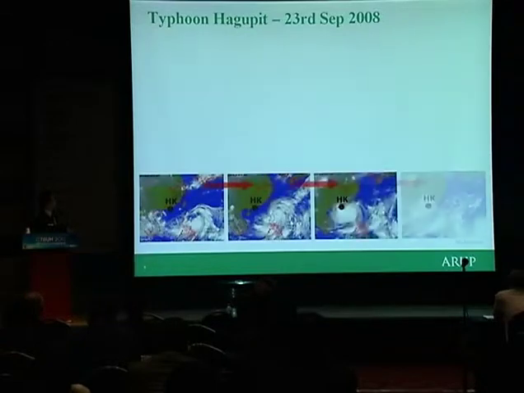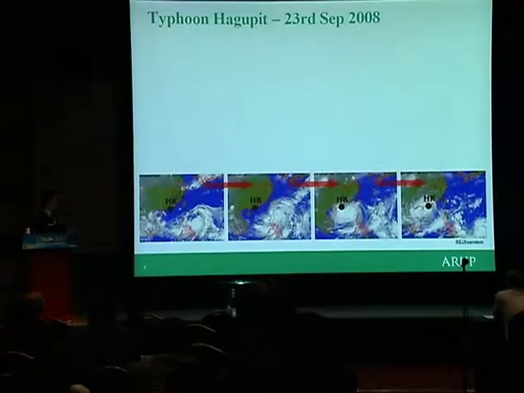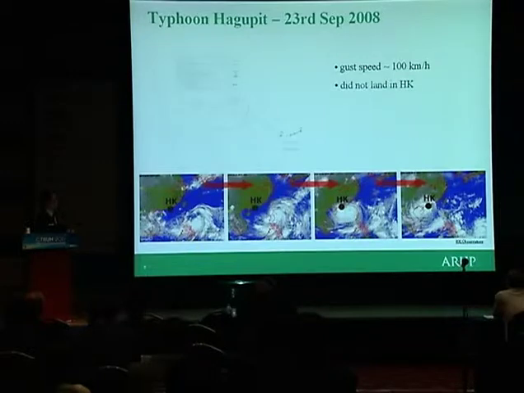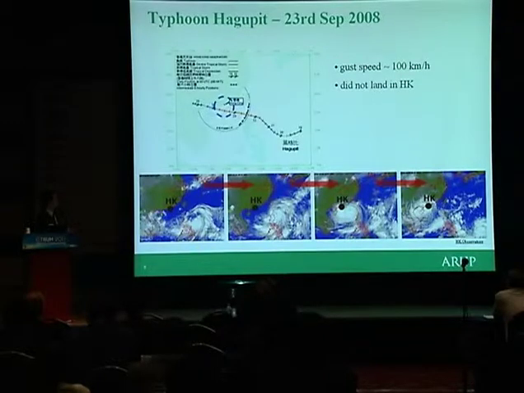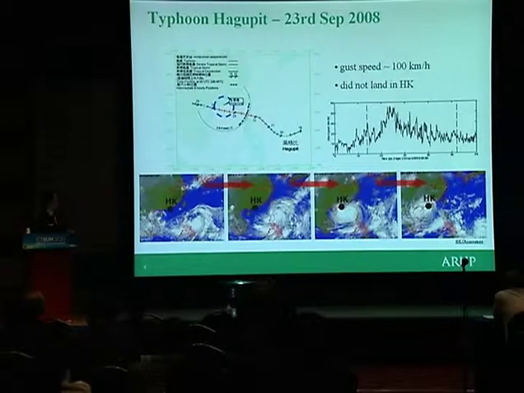There was another typhoon, Hagupit, in 2008. It's also quite a big typhoon. The gust wind speed is more than 100 kilometers per hour. It didn't land in Hong Kong. And you can see, again, the wind speed varies with time, increasing when the typhoon is close to Hong Kong, and then the wind speed decreases. So it's a typical time trace.